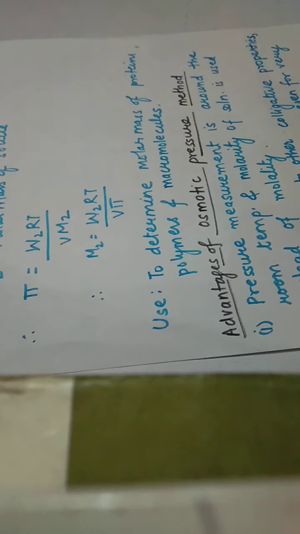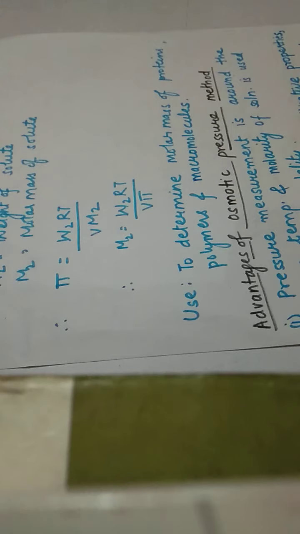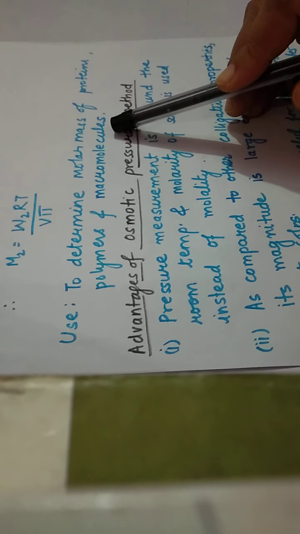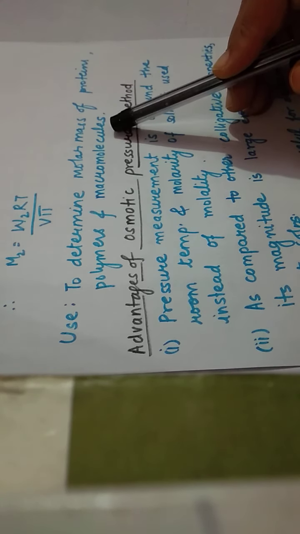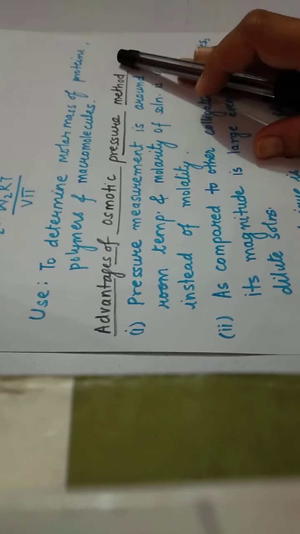Children, we need to find out the molar mass of solute. So this M2 will go there and pi will come down, so M2 = W2RT upon V pi. Now where is it used? It is used to determine the molar mass of proteins, polymers and macromolecules.